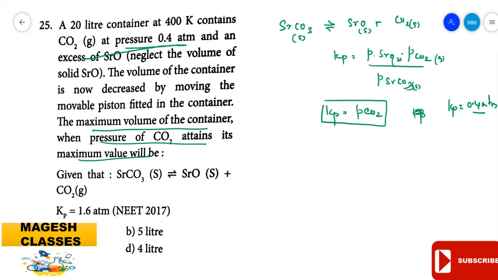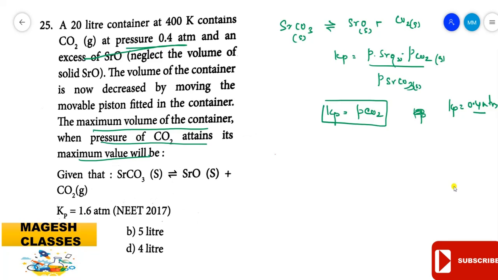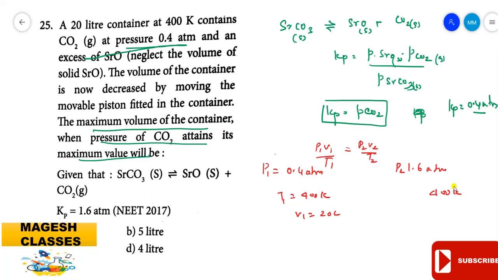You have to find out the volume of the container when the pressure of carbon dioxide attains the maximum value. Initially the volume is 20 liter. It is compressed by the piston. To find the resultant volume, you use the formula P1V1 by T1 is equal to P2V2 by T2. P1 is the initial 0.4 atmosphere, and P2 is the Kp value after the equilibrium, 1.6 atmosphere. T1 is 400 Kelvin, T2 is also 400 Kelvin, V1 is 20 liter and V2 is the unknown. Substituting, 0.4 into 20 divided by 400 equals 1.6 into V2 divided by 400, at the same temperature, so the 400 cancels.